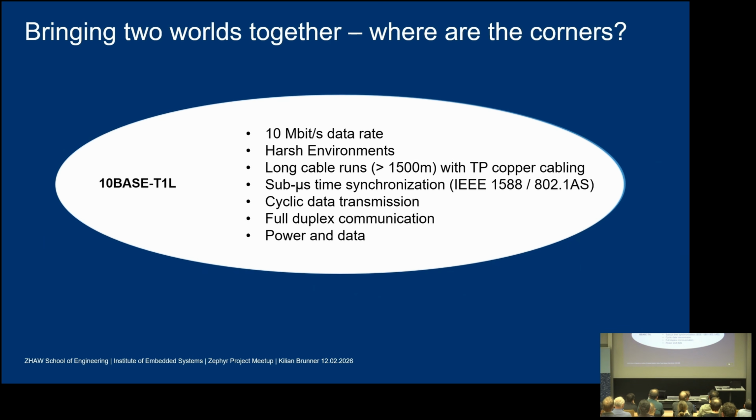Now, since some years, there are new Ethernet standards out there. One of them is 10BASE-T1L. 10BASE-T1L is, I would say, a mix between these. So we don't have very high data rates, but much more than CAN. So we have 10 megabit. It works in harsh environments. It can go up to 1.5 kilometers. I can use my loved time synchronization. I have cyclic data transmission, and I also have this power over the data lines.